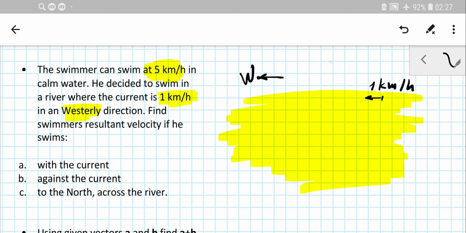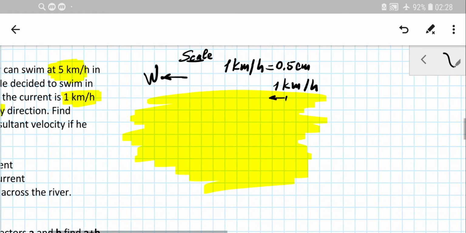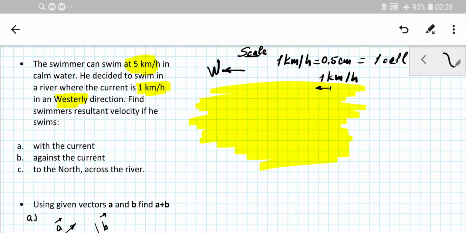So we use the scale. One cell, or let's say 0.5 centimeters, corresponds to 1 kilometer per hour. So we use the scale. Remember, in the very first video about vectors, I mentioned scales. If you want to depict that, you need to use the proper scale. And let's say that 1 kilometer per hour is simply 0.5 centimeter, or just one cell on the draft. Okay, so on the map.